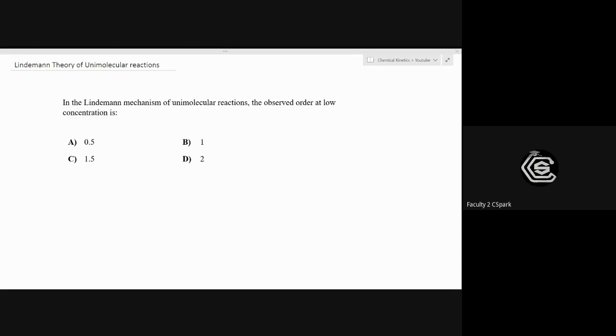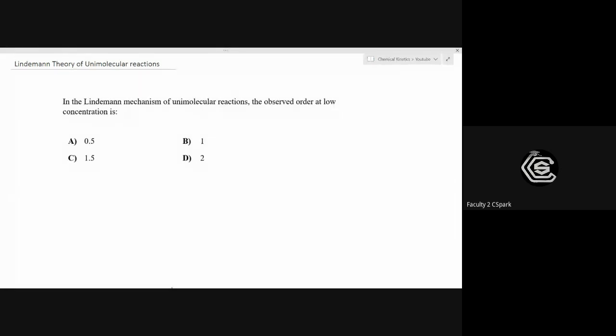Today we have a question from Lindemann theory of unimolecular reactions. The question is, according to this theory, the observed order at very low concentration is. Before that, we should understand what the rate equation is and what the concept of Lindemann's unimolecular reactions are.